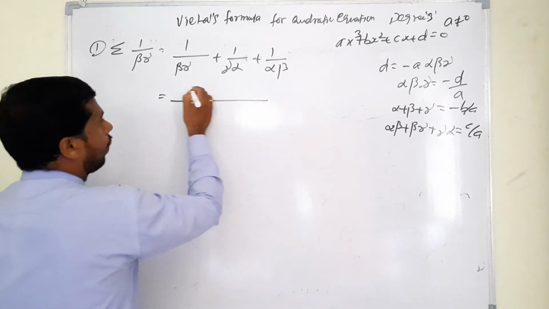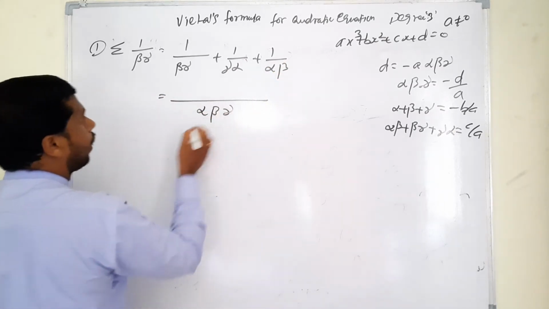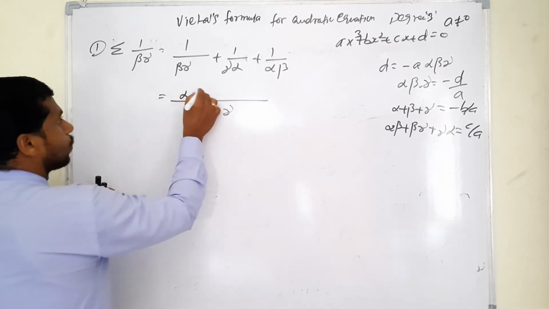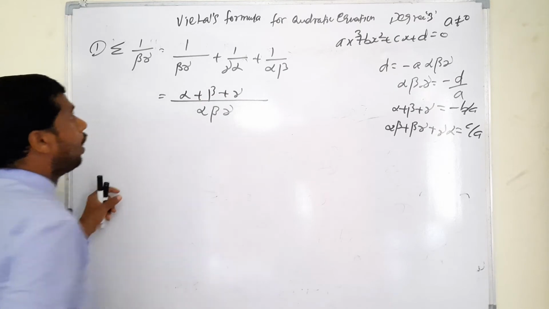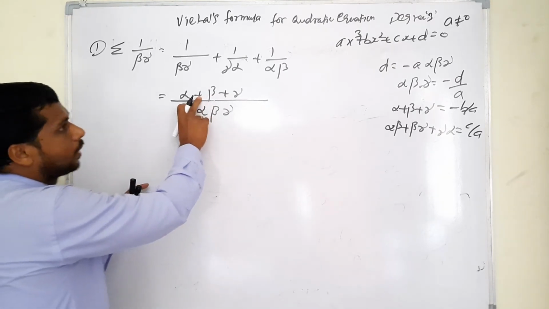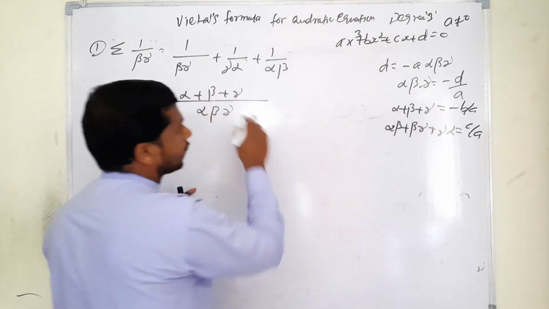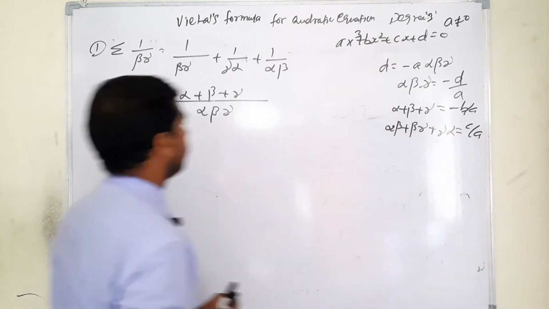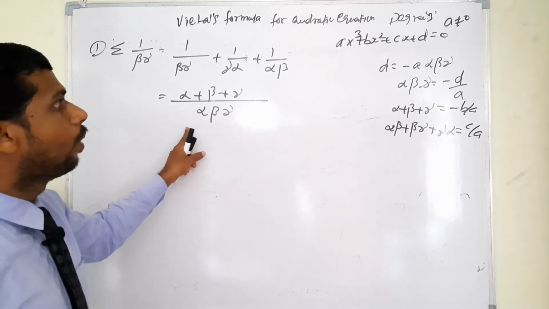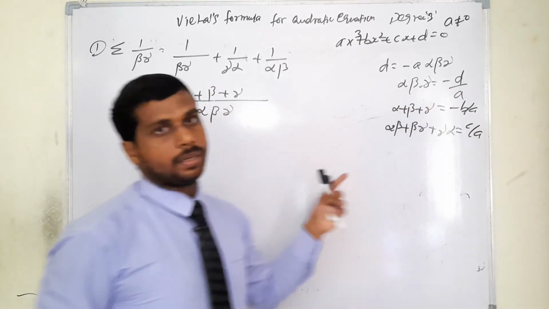So again take common alpha beta gamma, means alpha beta gamma cancel, alpha only remains. So alpha plus beta plus gamma. After getting this result, definitely we can use the sum of the roots taken one at a time. Already you know alpha plus beta plus gamma is equal to minus b by a. Then alpha beta gamma, already you know, is the constant, minus d by a. Now you can apply it.